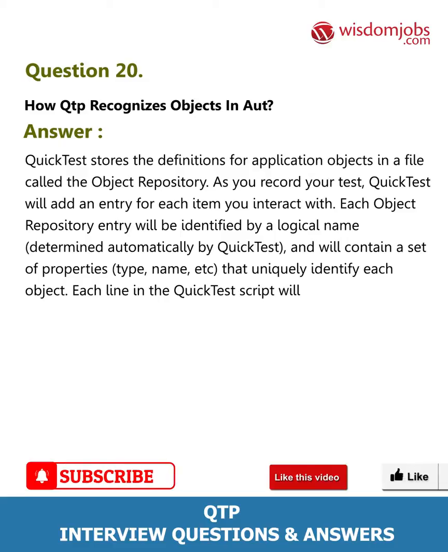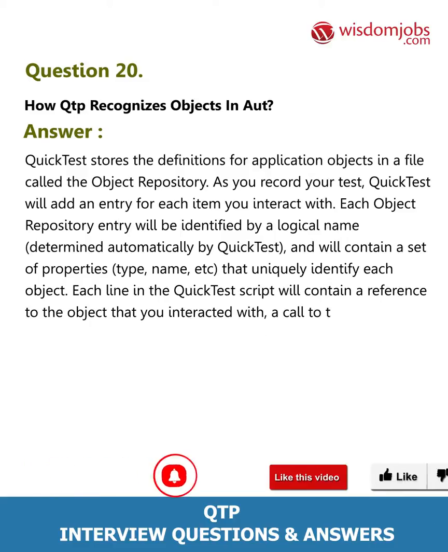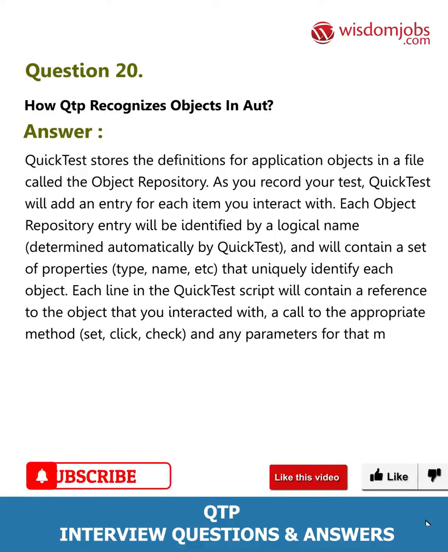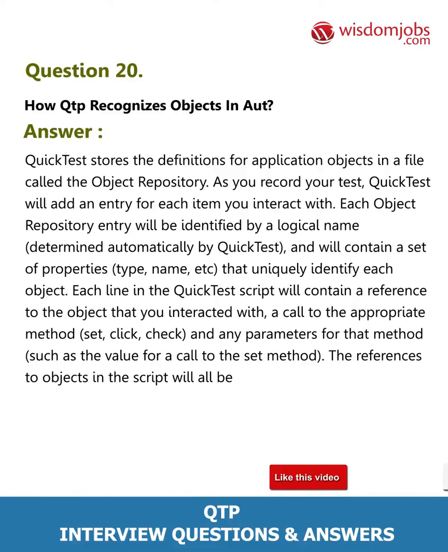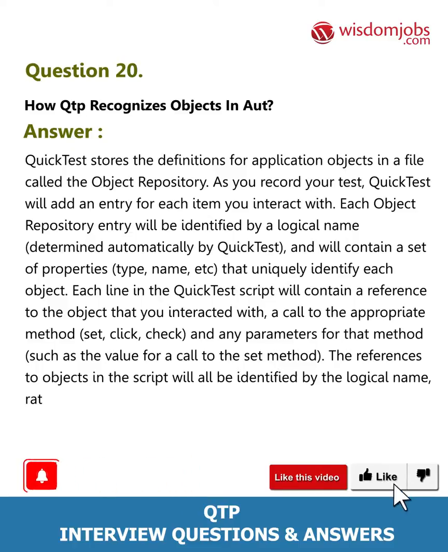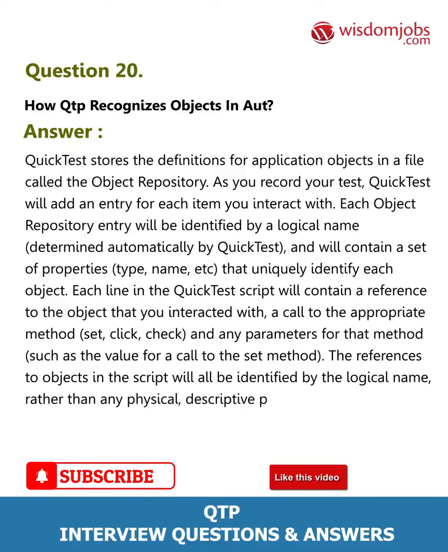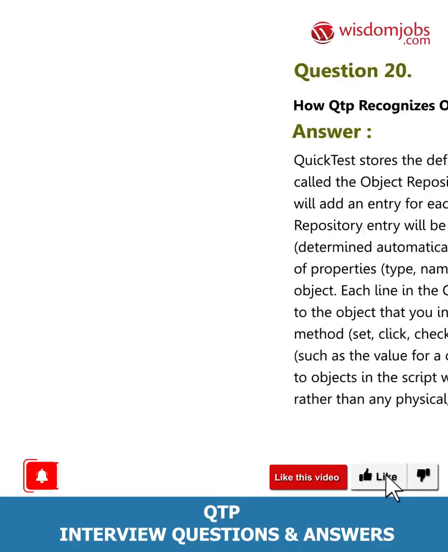Each line in the QuickTest script will contain a reference to the object that you interacted with, a call to the appropriate method, set, click, check, and any parameters for that method, such as the value for a call to the set method. The references to objects in the script will all be identified by the logical name, rather than any physical, descriptive properties.